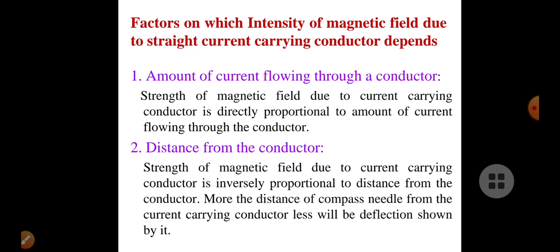Now, the next important question based on this: what are the factors on which the intensity, meaning the strength of the magnetic field due to a straight current carrying conductor, depends? There are two factors. Number one, the amount of current flowing through the conductor, and number two, the distance from the conductor.